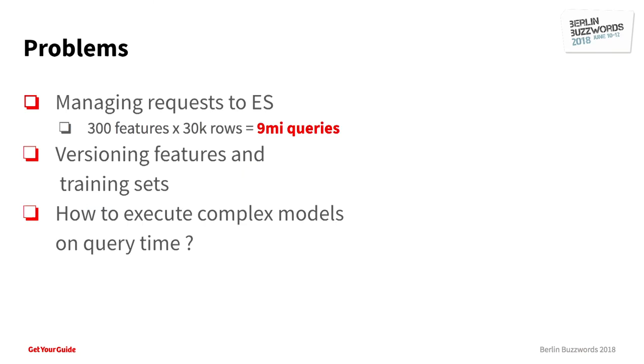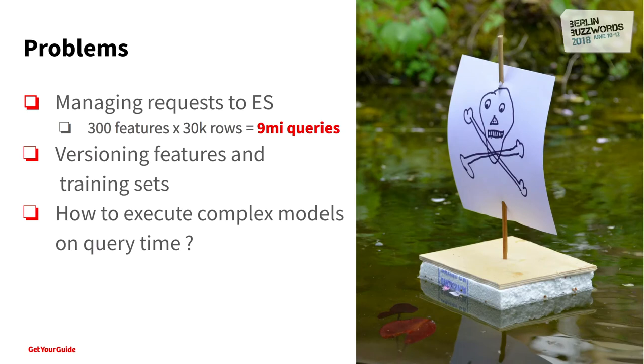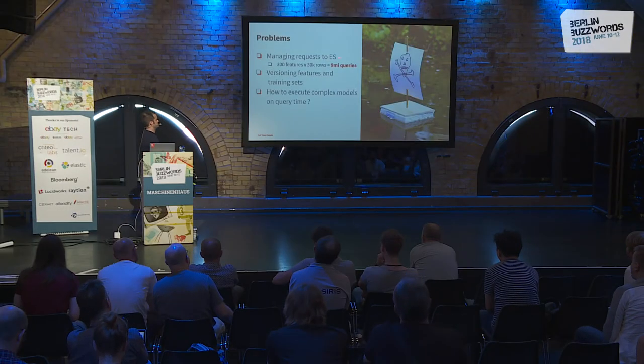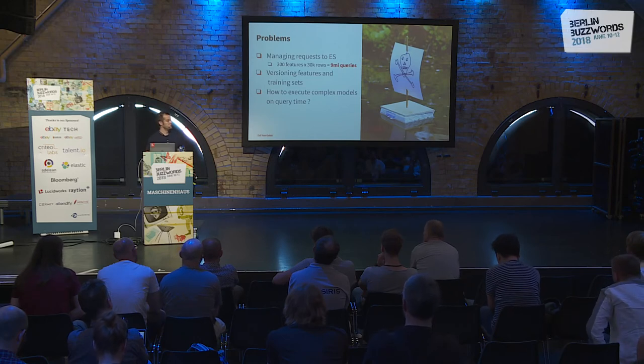After this first pipeline, we had some problems. Our job was not as safe as we expected. Like, we managed to make requests to Elasticsearch, but it was complicated. We had some trials of 300 features and 30,000 rows. We ended up with 9 million queries sent to Elasticsearch. We can batch, we can parallelize, but although, it's still 9 million queries.